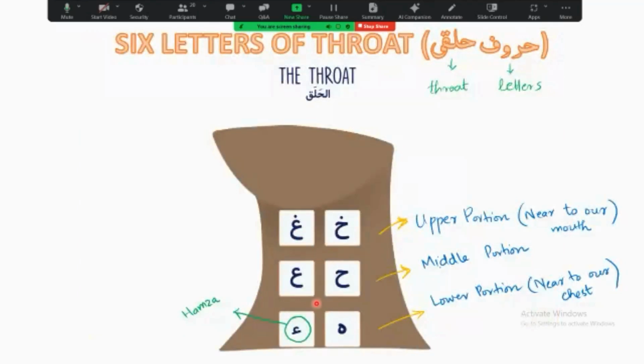So you see that two of them are in the lower portion, two in the middle portion, and two in the upper portion, and this is our throat or our neck area that is drawn here.